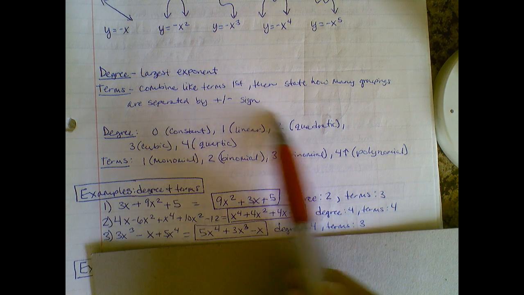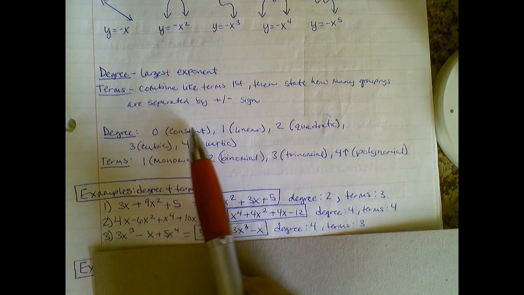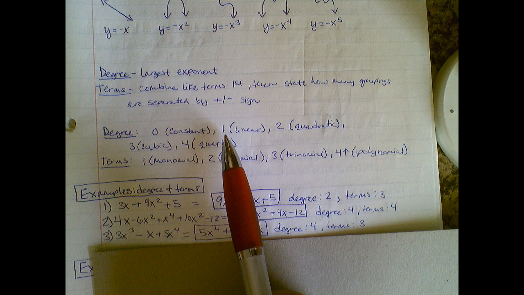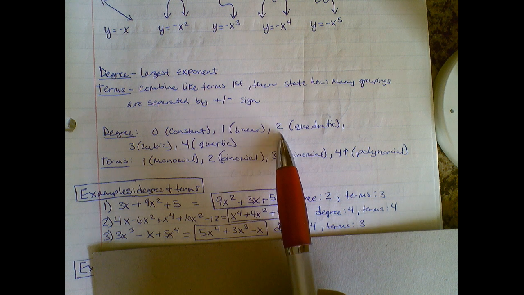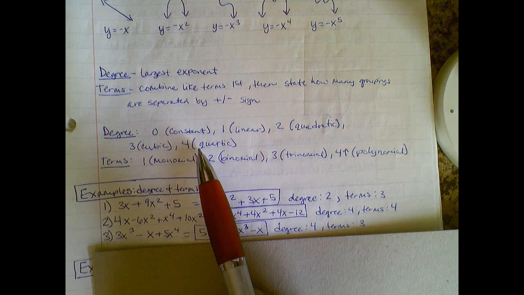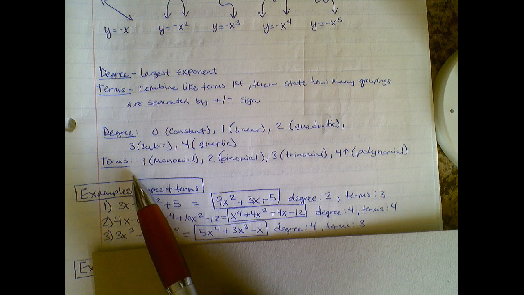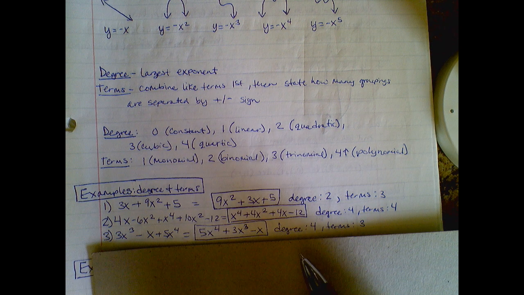This table right here, you can put it in your notes. I don't care if the degree is 0, if you put 0 or constant. If the degree is 1, you can put 1 or linear. If the degree is 2, if you put 2 or quadratic. If the degree is 3, you can put 3 or cubic, and then 4 or quartic. Terms, again, same thing. I don't care which form you put, so you can put the number or the actual name of it. So these are some examples down here.